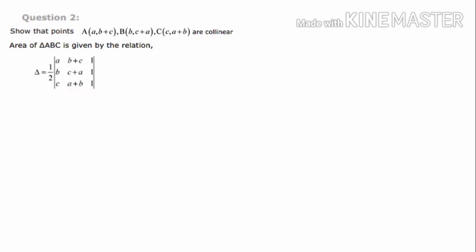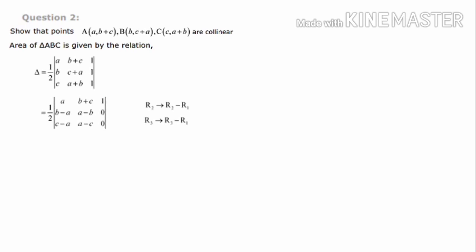We can use the properties of determinants. The first operation, R2 changes to R2 minus R1. R2 is this one, R1 is this one. R2 minus R1, that means one element will be 0. Next, R3 changes to R3 minus R1. R3 is this one, R1 is this one. So when you do it, this element will be 0. Let's go for the calculation.